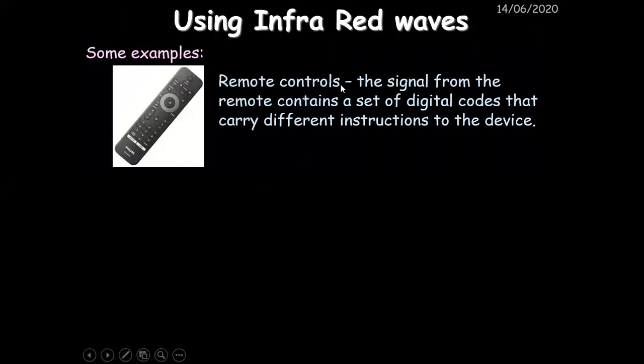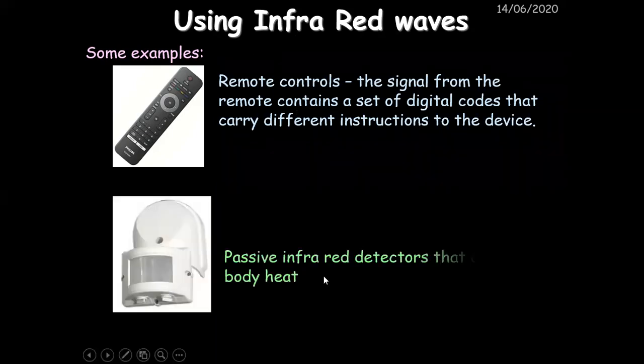Remote controls. The signal from the remote contains a set of digital codes that carry different instructions. So when you press a button on your remote, it has an electrical signal, digital codes. That signal then needs to get to your TV. So what the remote does, it turns the signal into infrared light. The light goes across all the way to your TV. Your TV takes the light and gets the information out, which is what channel to change to.